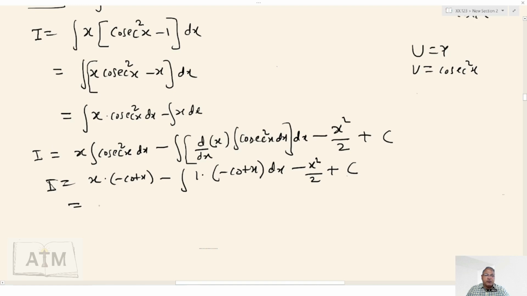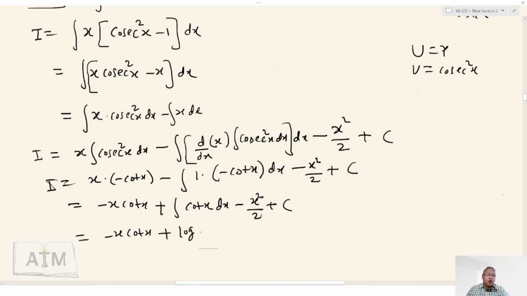So that is equal to minus x cot x, minus into minus plus, integration of cot x with respect to x minus x squared upon 2 plus c, equals minus x cot x plus integration of cot x, nothing but log of modulus sin x, minus x squared by 2 plus c. This is the final solution.